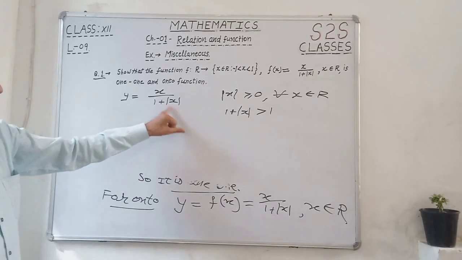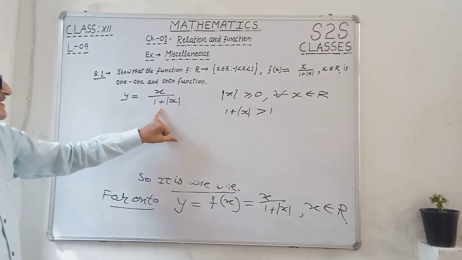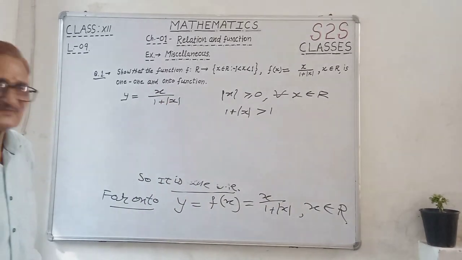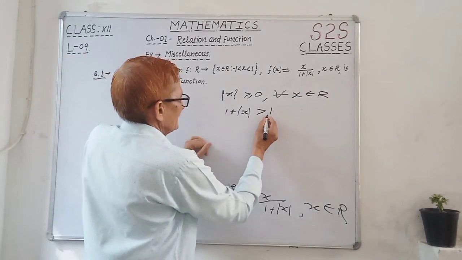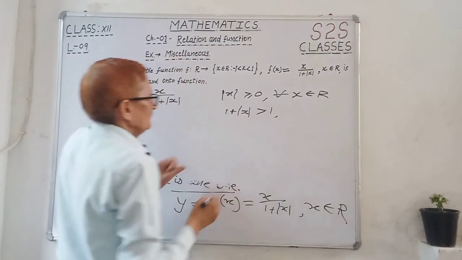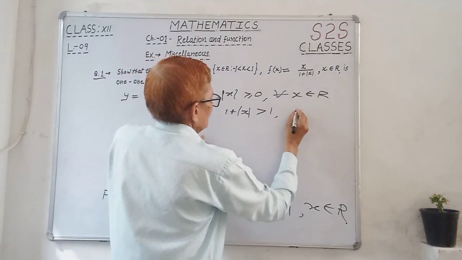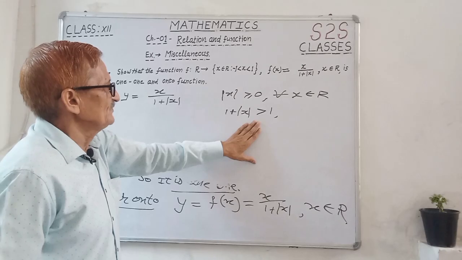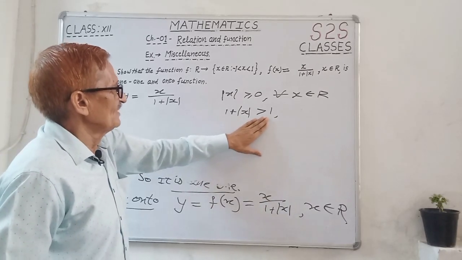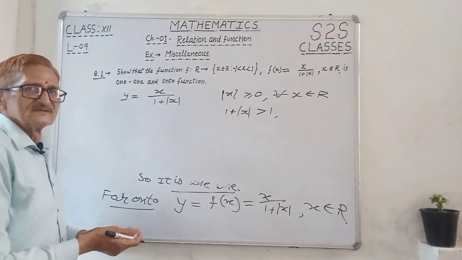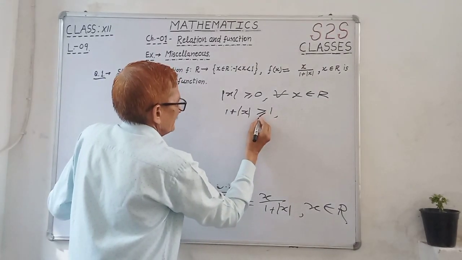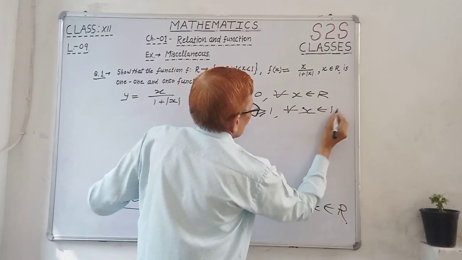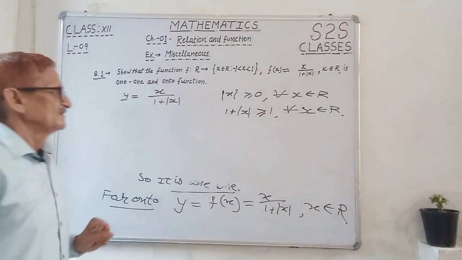If x is 0, then 0 upon 1 plus 0 is 0, so y will be 0. For every other x the denominator is greater than 1, and when x is 0 the denominator is equal to 1. Think about this.